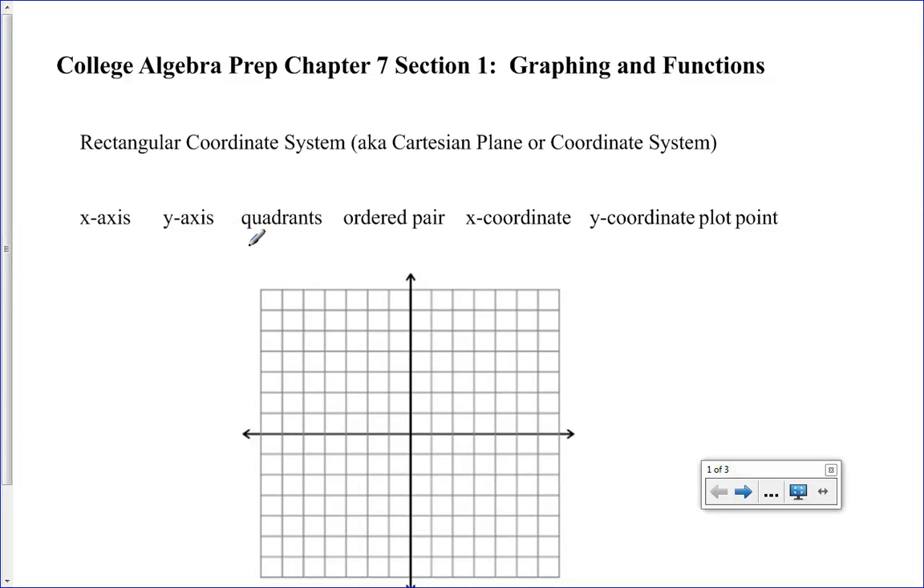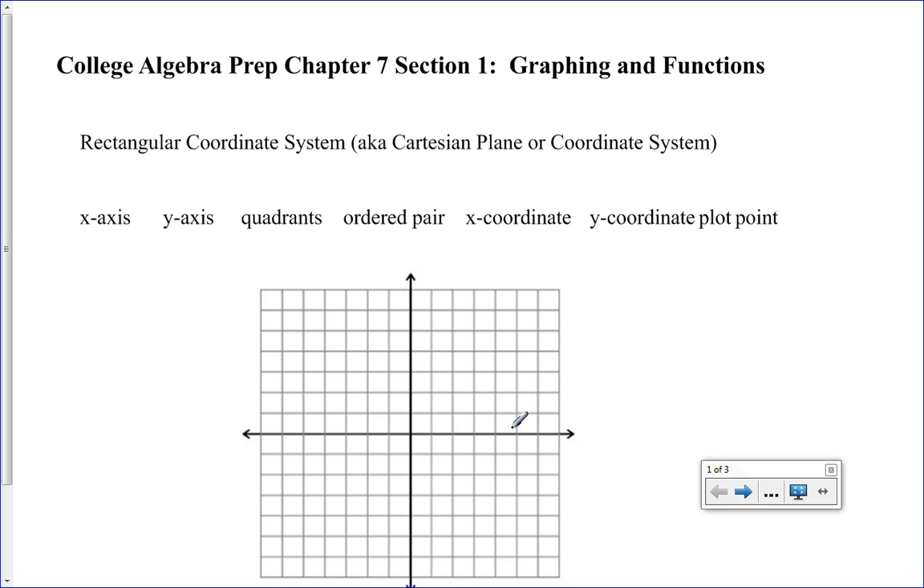Okay, so this is really strictly review for you guys. Remember that we're talking about graphing and functions for this entire chapter, for chapter 7. And we're going to be doing all these graphing on a regular Cartesian coordinate system, which is the one that you see here on the screen.